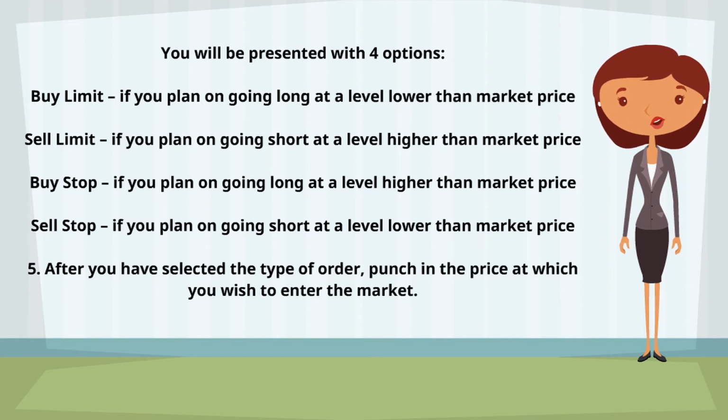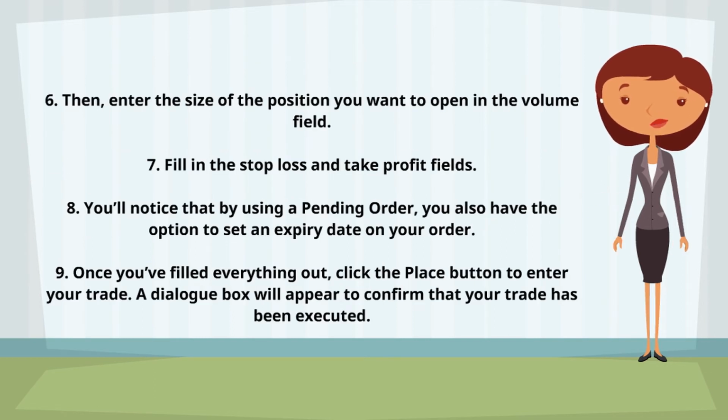5. After you have selected the type of order, punch in the price at which you wish to enter the market. 6. Then, enter the size of the position you want to open in the volume field. 7. Fill in the stop loss and take profit fields. 8. You'll notice that by using a pending order, you also have the option to set an expiry date on your order. 9. Once you've filled everything out, click the Place button to enter your trade. A dialog box will appear to confirm that your trade has been executed.